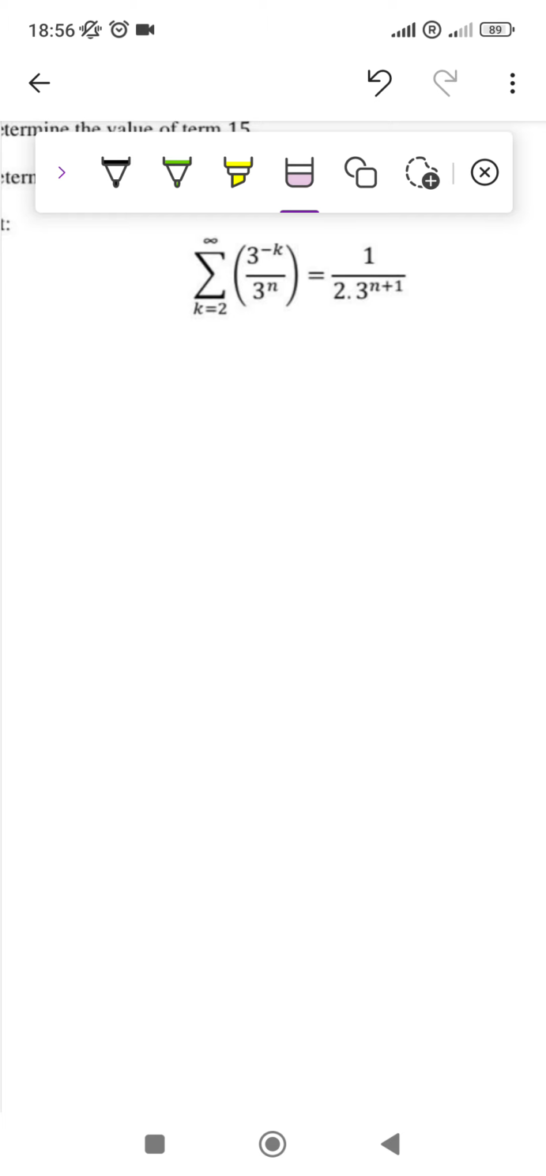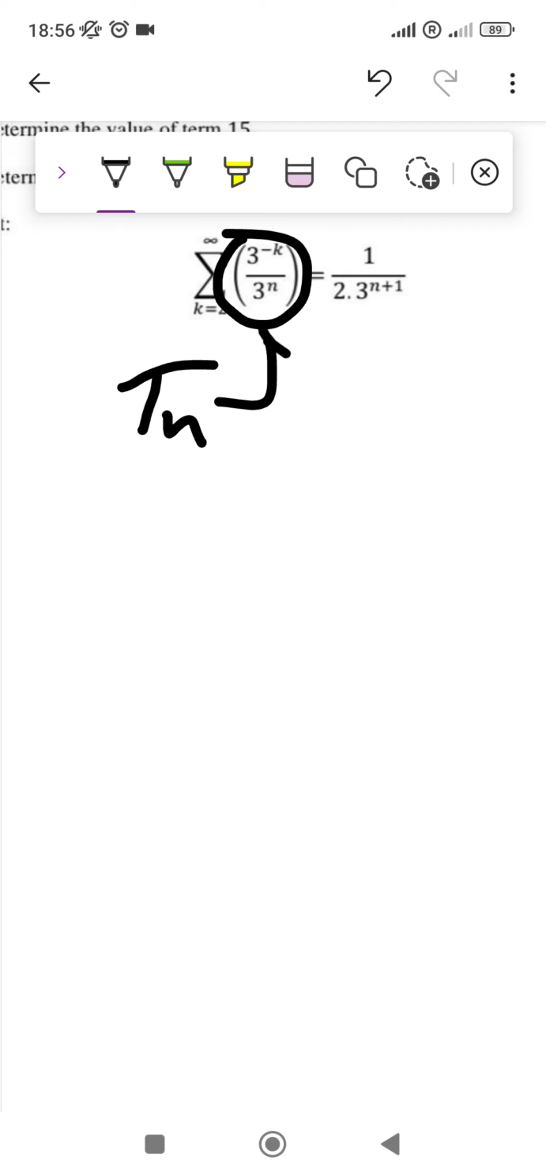Let's take out the sum. So let's get the sum. That is Tn, so Tn is expressed by that part of the equation. This part over here, k equals, I think that's a 2 over there, tells me where I start with my k values, and that infinity above there tells me where I stop.